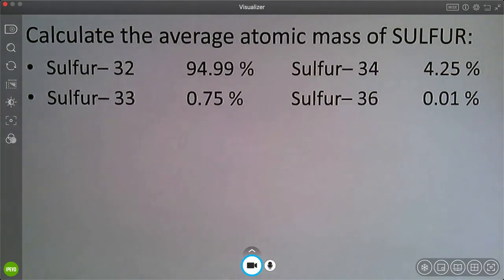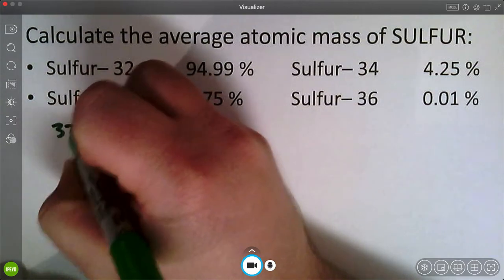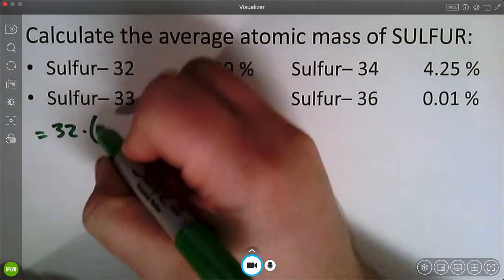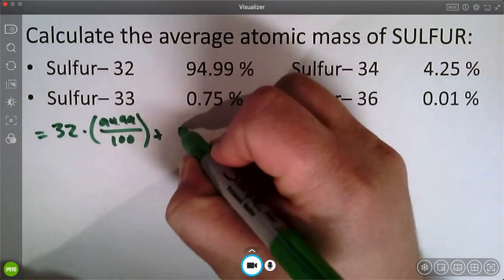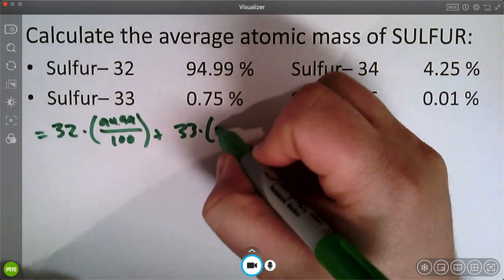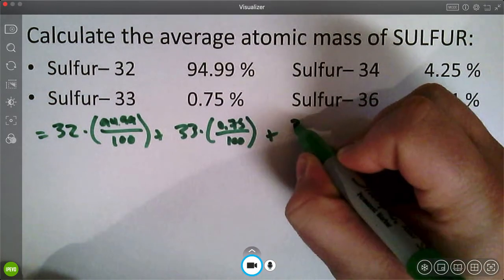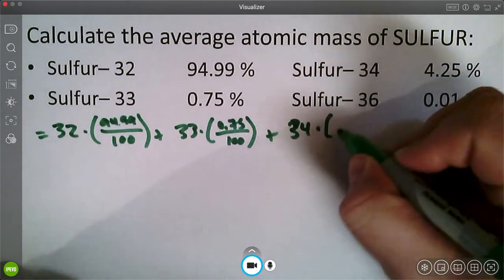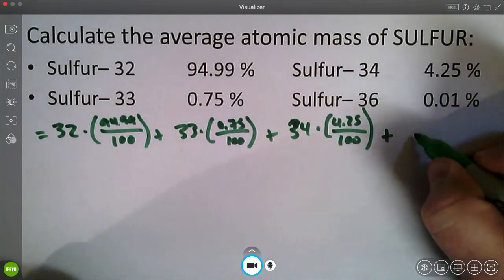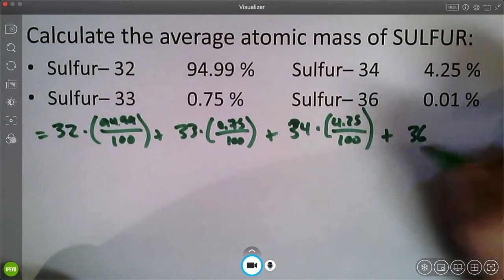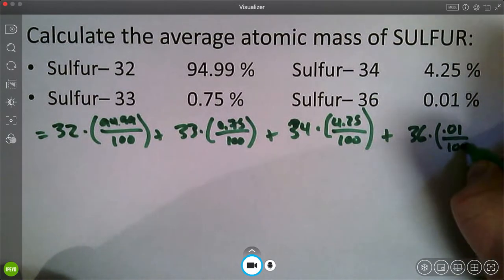Got an answer? So setting this up, we have 32 times its percentage, 94.99 over 100, plus 33 times its percentage, 0.75 over 100, plus 34 times its percentage, 4.25 over 100, plus 36, remember no 35 here, times its percentage, 0.01 over 100.